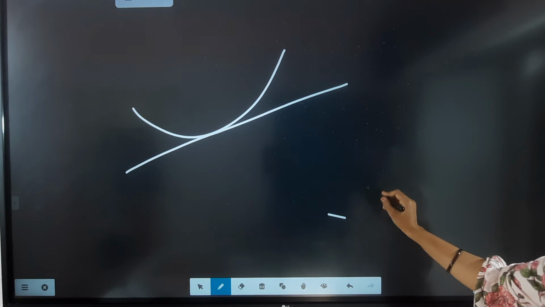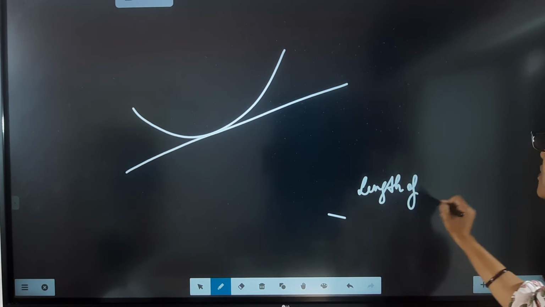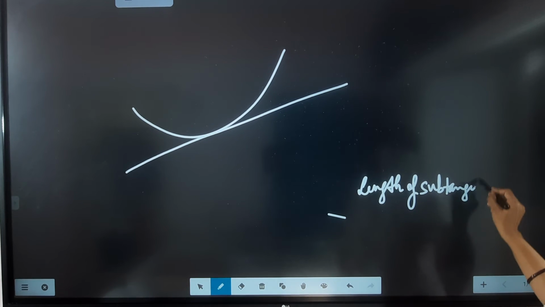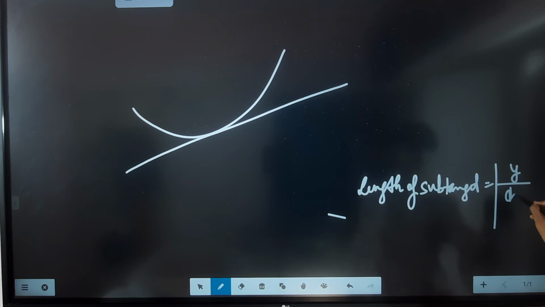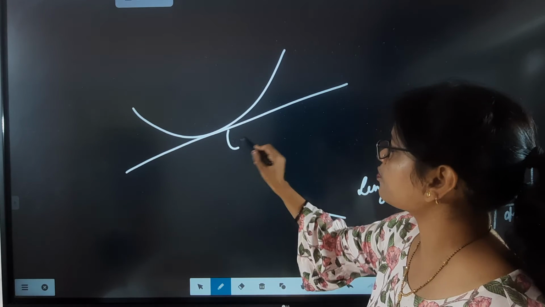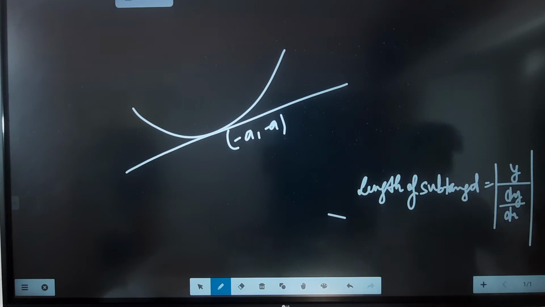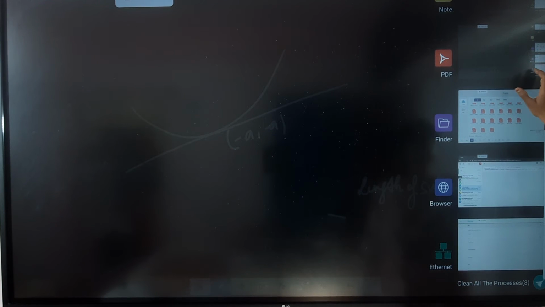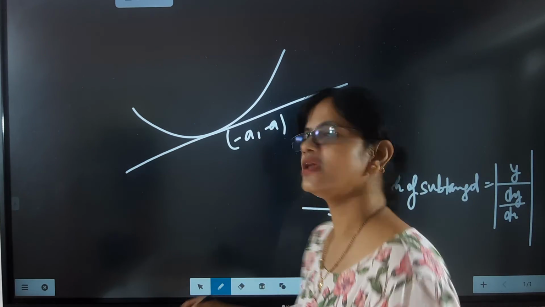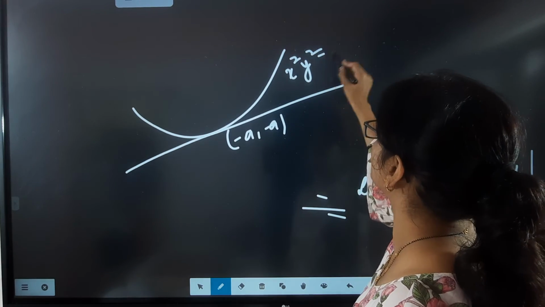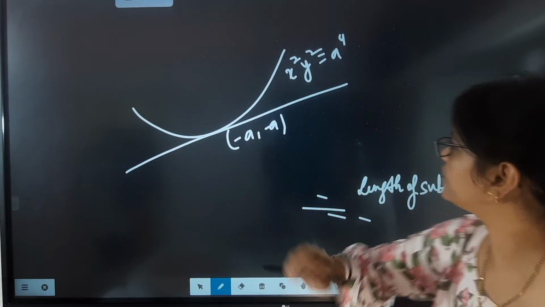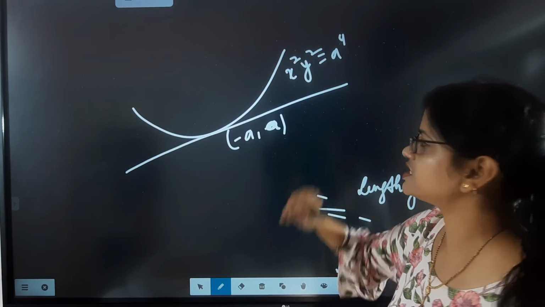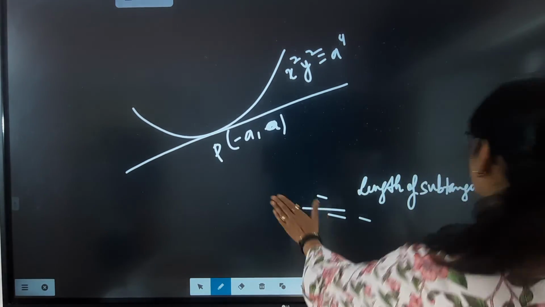From the beginning of the class itself, the length of the subtangent is exactly y by dy by dx, and we have to take its modulus. So here the contact point is (minus a, a). Let's check this one out and write the values. The equation of the curve is x square y square equal to a to the power 4, and this point is given as (minus a, a), which is the P point.